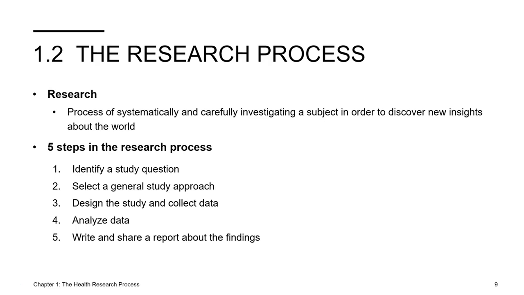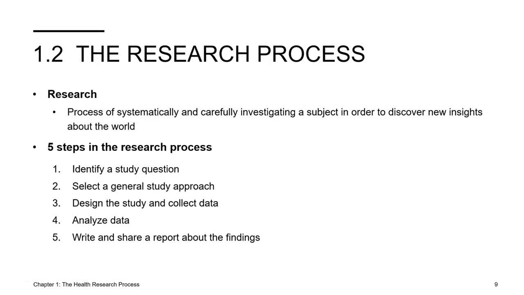Section 1.2 covers the health research process. So regardless of the type of research being conducted, research involves the process of systematically and carefully investigating a subject in order to discover new insights about the world. There are 5 steps to the research process. Step 1 is to identify a study question. Once that question is defined, step 2 is to select a general study approach. Step 3 is to design the study and collect data. Step 4 is to analyze the data and interpret the results.